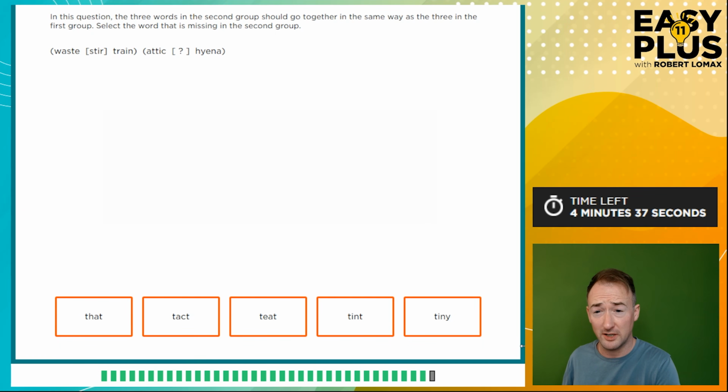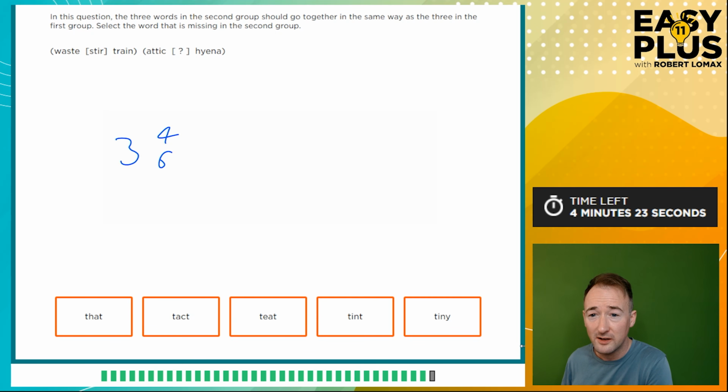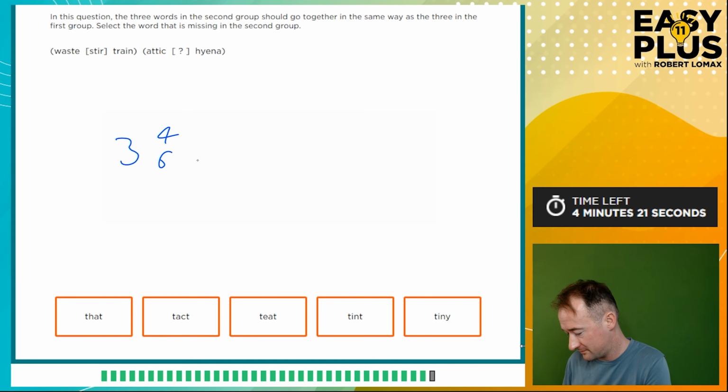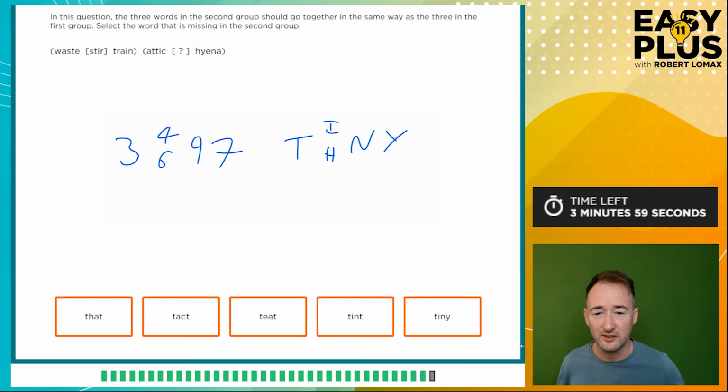Now we've got two 5-letter words. Okay, so S is place 3. T is place 4 and also place 6. I is place 9 and R is place 7. Second set of words, place 3 is T, place 4 is I and place 6 is H, place 9 is N and place 7 is Y. It's going to be tiny, isn't it?